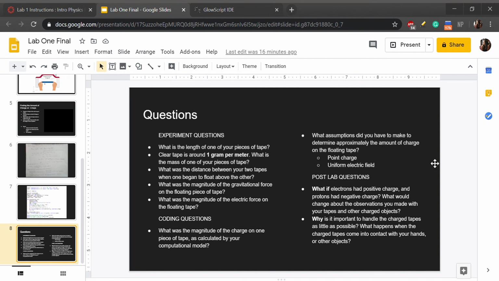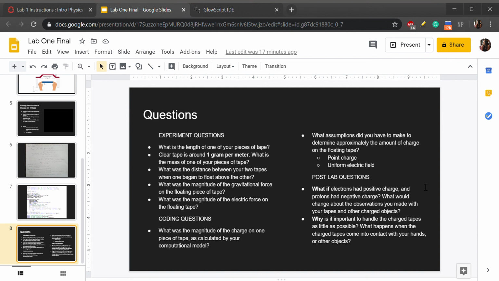So this coding question on the right, as far as the assumptions I made to estimate the amount of charge on the floating tape, I did assume that the entire tape, I considered it to be a point charge in my calculations and assumed that the electric field was uniform. And as for the other post-lab question I didn't answer, what if the electrons had a positive charge and protons had a negative charge? For our purpose, we're really looking at the repulsion between the two tapes, so even if the tapes had been negatively charged, they still would have repelled because like repels like.